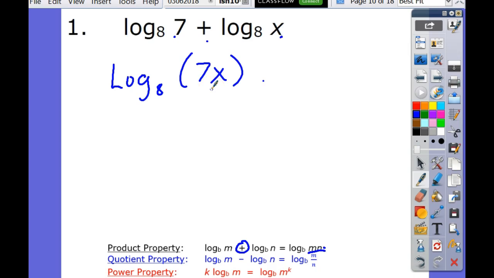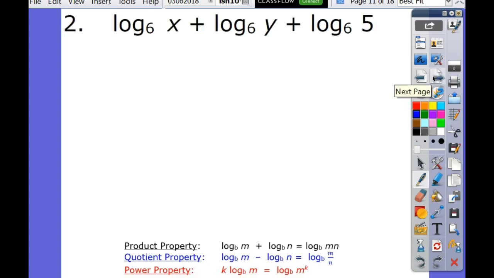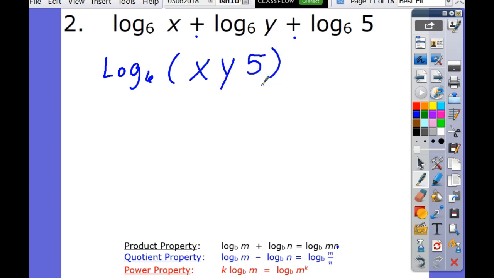You do not have to put the parentheses. It kind of helps it look a little bit better, but it's not required. Again, we have plus signs, so that is the product property. Log base 6 of x times y times 5. Now that is not the traditional way to write that.